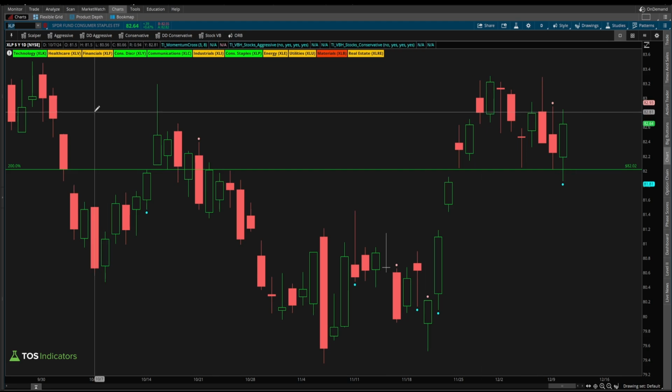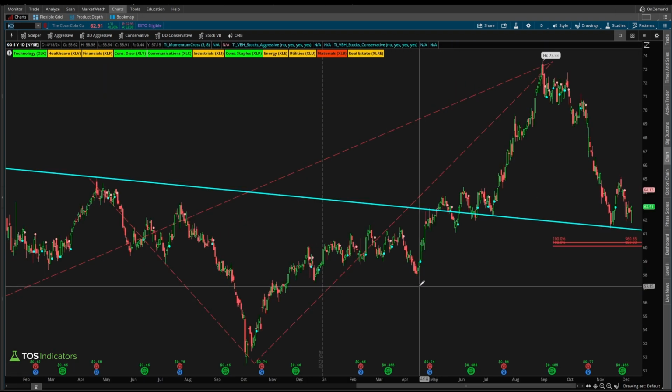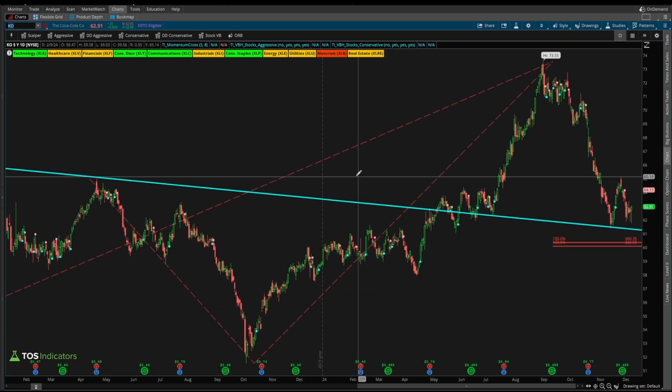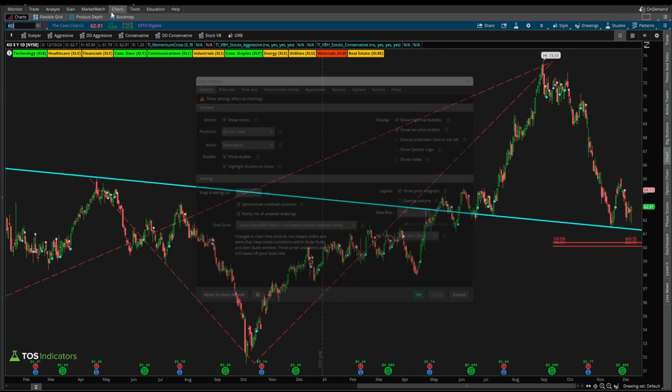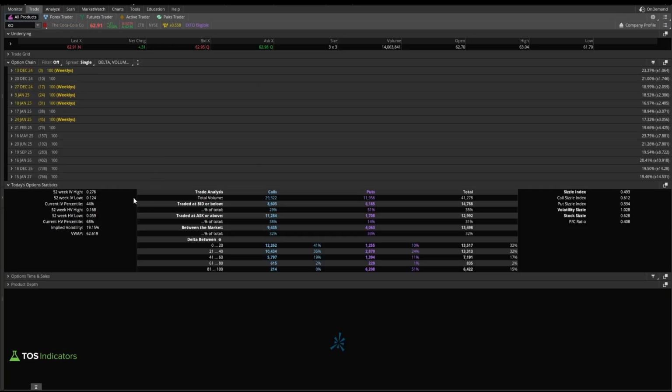for more bullish side pressure. Now inside of XLP, I started to look at some of its top holdings, and there was one which stood out, which is Coca-Cola. Now the reason Coca-Cola stood out was because of its implied volatility. If we come into the trade tab here inside of Coca-Cola, we can see that the current IV percentile is 44%.